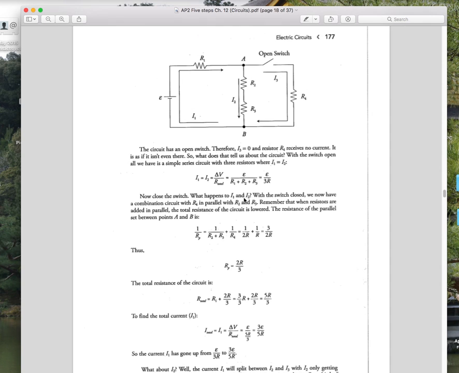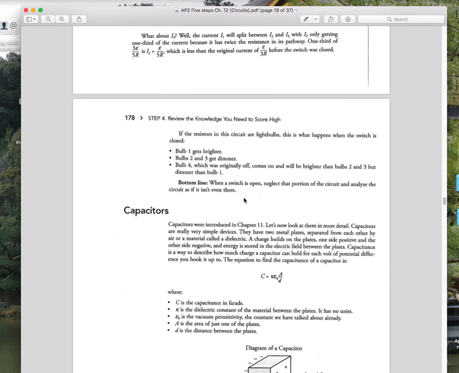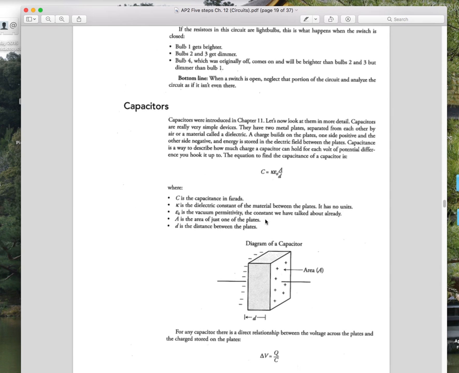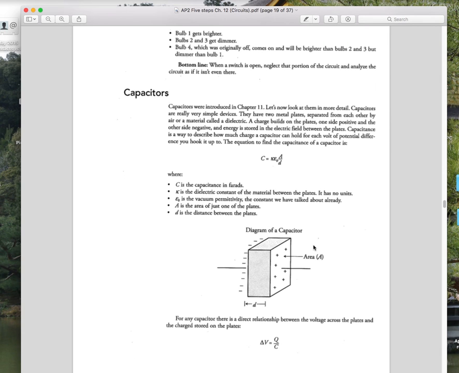So they go through that example here, and this is page 177. Capacitors, pretty important. I am pretty sure that whatever circuit you see might have a capacitor in it, or would be likely to. A capacitor is something that can store charge or hold charge. There are two real formulas for capacitance: C equals Q over delta V, or C equals K epsilon 0 A over D.